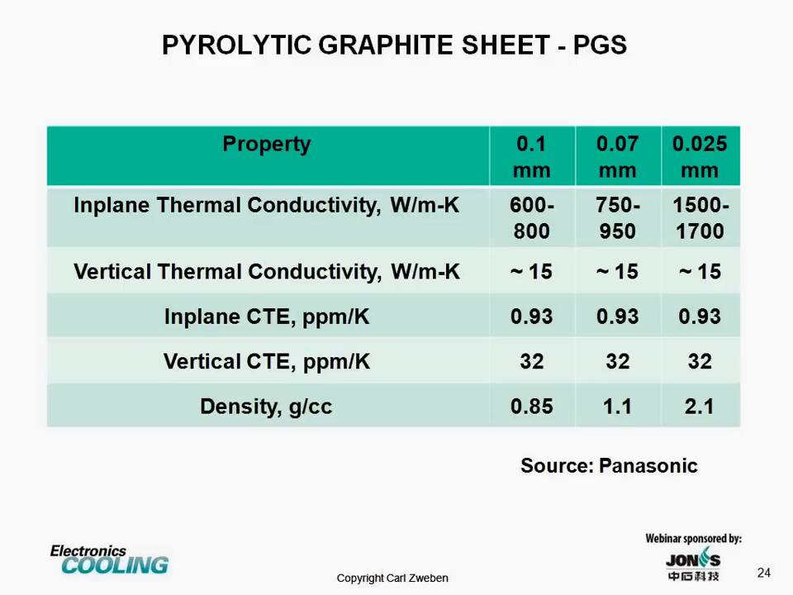These materials, pyrolytic graphite sheets, have low in-plane coefficients of thermal expansion, in the range of 1. Vertical coefficient of thermal expansion is 32, and we can see that we have low densities. 2.1 is the highest density here compared to 2.7 for aluminum. So we're getting a significant weight advantage compared to aluminum.